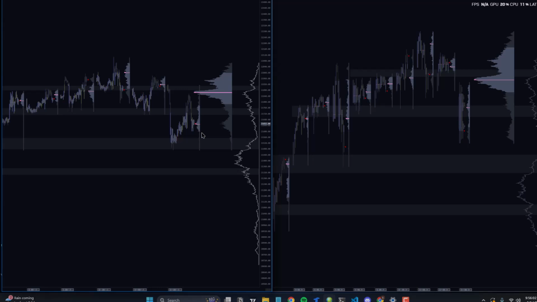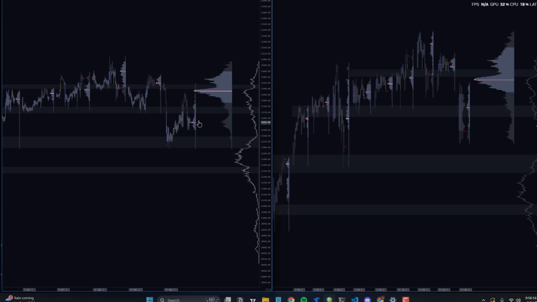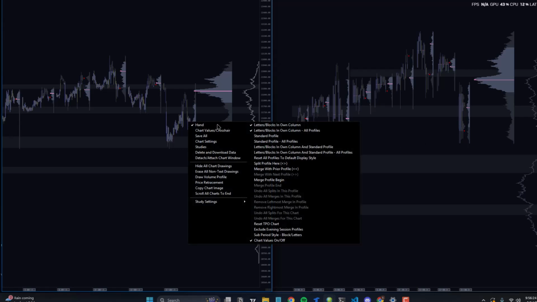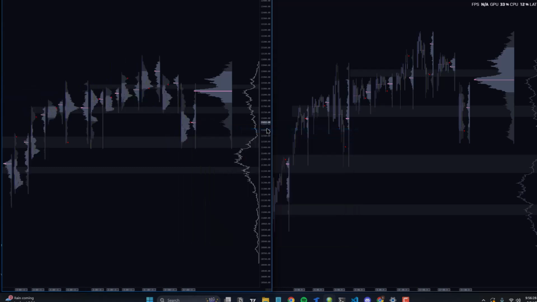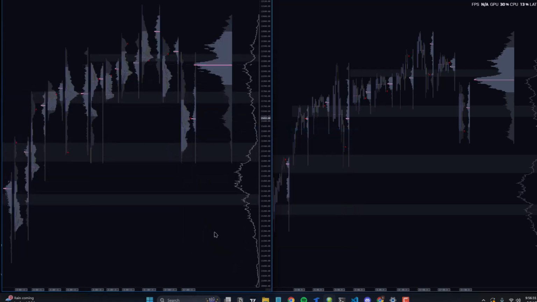So I want to see acceptance of one of these, and then look to play the other level. So if we accept here, I'd look to play this. If we accept here, I'd look to play that, or bid through and then play another tap. But that's essentially how I look at it. I don't think there's any examples of single prints in this. Let me see. I mean, here there is an example of a buying tail right here.